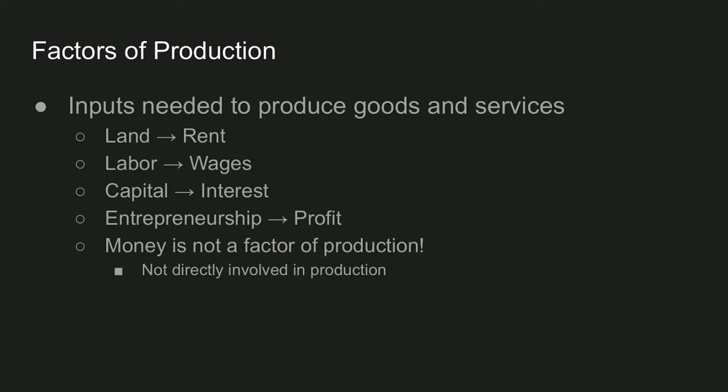Next thing is factors of production. Factors of production are inputs that are needed to produce goods and services. When I say inputs, I mean that these are required in order to actually manufacture goods and services. The four factors of production are land, labor, capital, and entrepreneurship. In order to have these factors of production, we must pay for them. This is in the form of rent, wages, interest, and profit. Rent corresponds to the payment of land. We use wages to pay for labor, interest to pay for capital, and profit to pay for entrepreneurship.